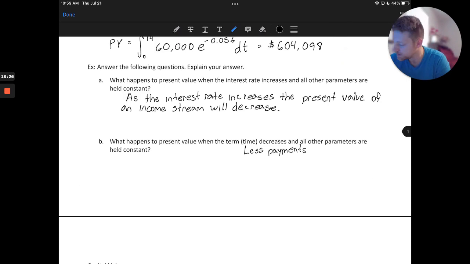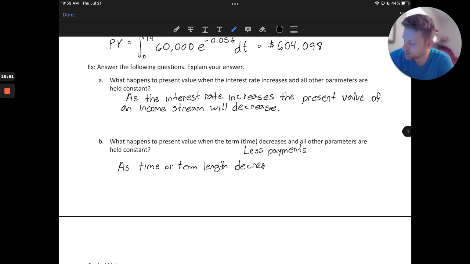So we could say as time or the term length decreases, the present value of the income stream decreases.